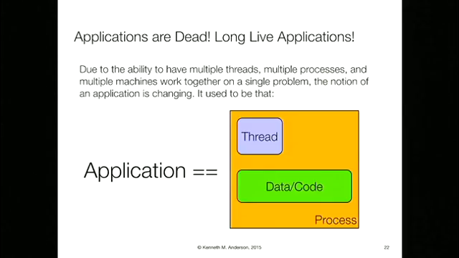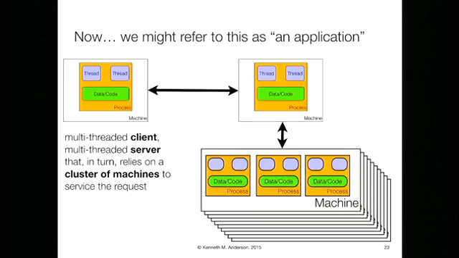So in fact, applications are dead, long live applications. This is what applications used to be, single-threaded, single process. You double-clicked on something in the Finder or the Windows Explorer, and up popped one thing, and that was your application. And now you can have applications that look like this. You have one multi-threaded process over here on this machine. It talks to another single process thing that is multi-threaded. And then that thing talks to just this huge cluster of machines to go do things in parallel.